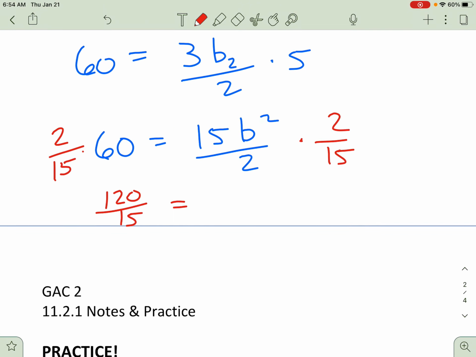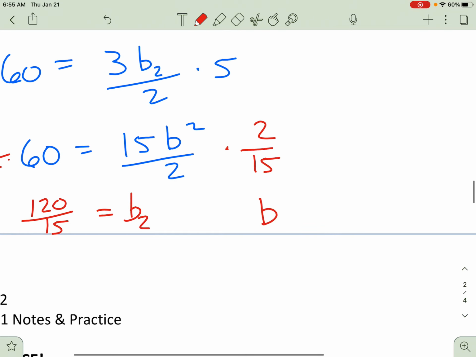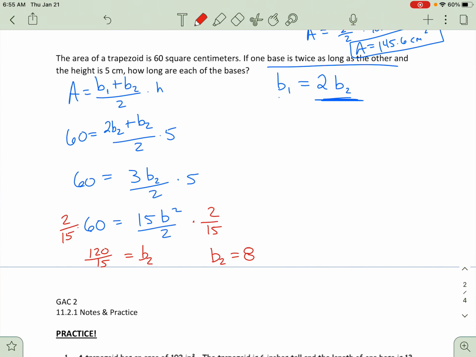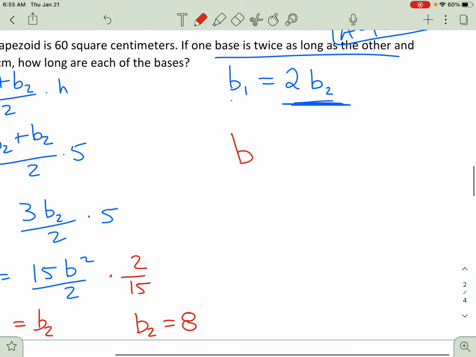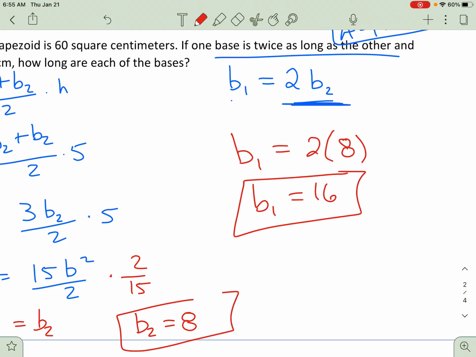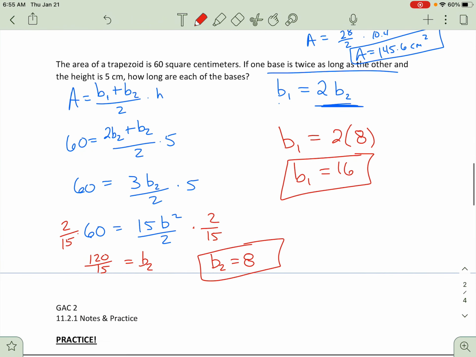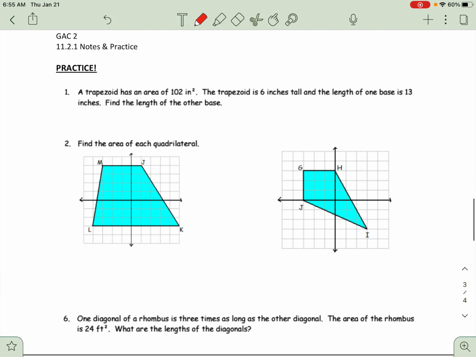And that gives me 120 divided by 15 equals base 2. 120 divided by 15 is 8. So base 2 is equal to 8. So what does that mean base 1 is? Well, base 1 is 2 times that number. So base 1 is equal to 16. Okay? So you have one base and the other base.